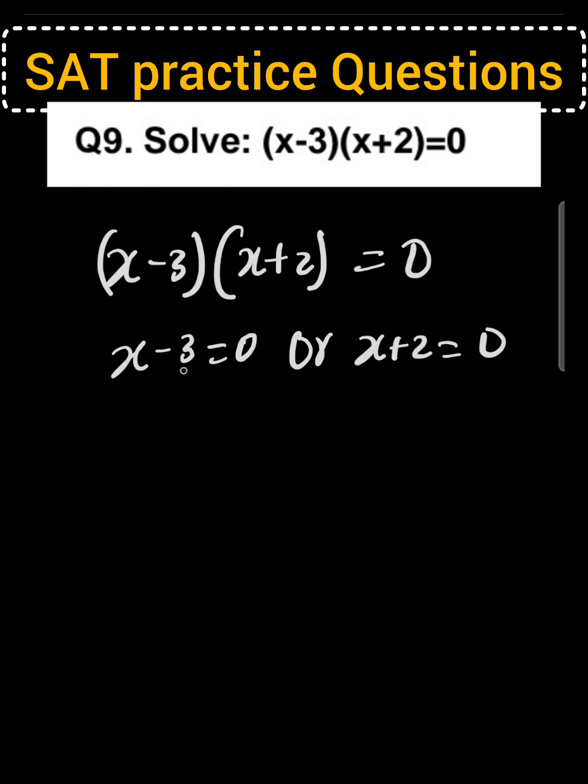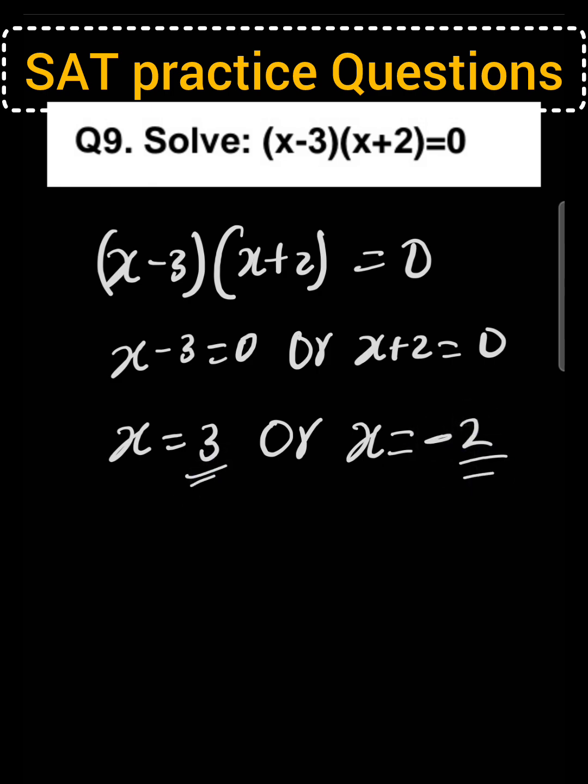For the first solution, we take -3 to the right hand side, so x is equal to +3. Or when you take +2 to the right hand side, x is -2. Therefore, the values of x are +3 and -2.